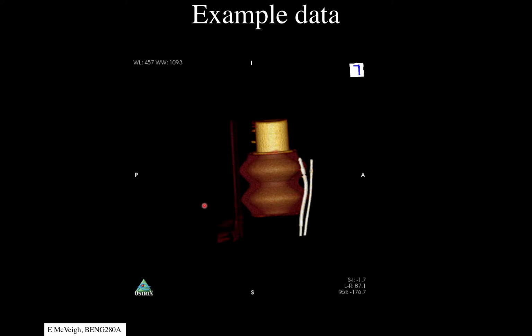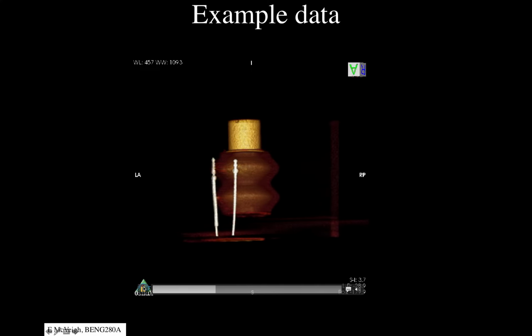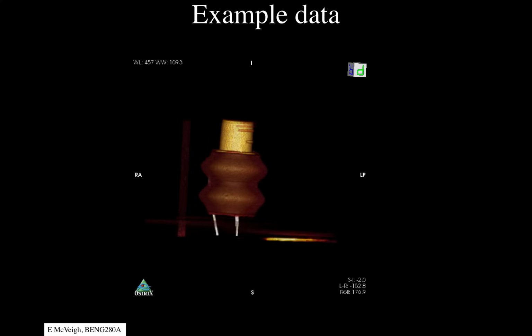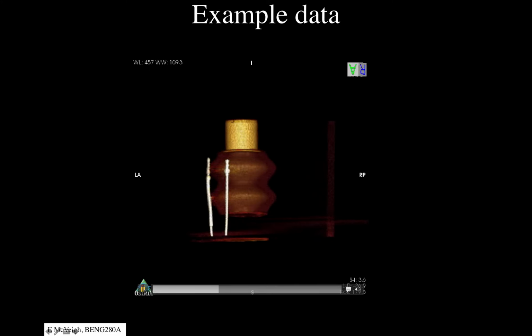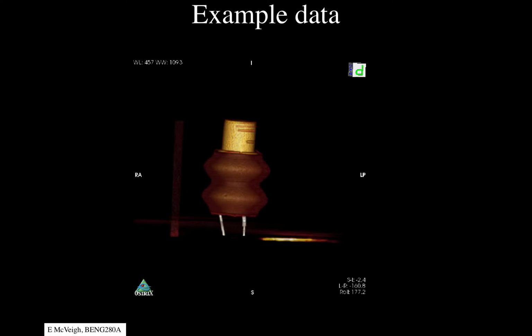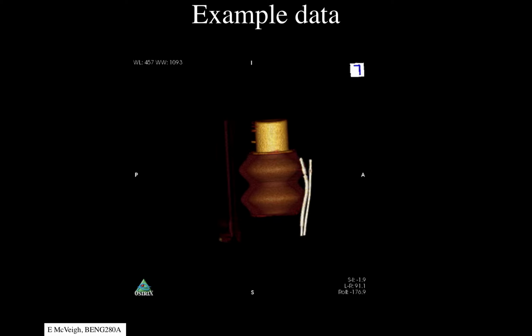I think I can make it rotate. There. So it's a 3D object. Z is this direction, so this is superior, inferior, and then we're rotating around, looking at it from different angles, from the view of the X-ray source. We're just rotating around, looking at our object. So that's what the X-ray source sees when it rotates around.